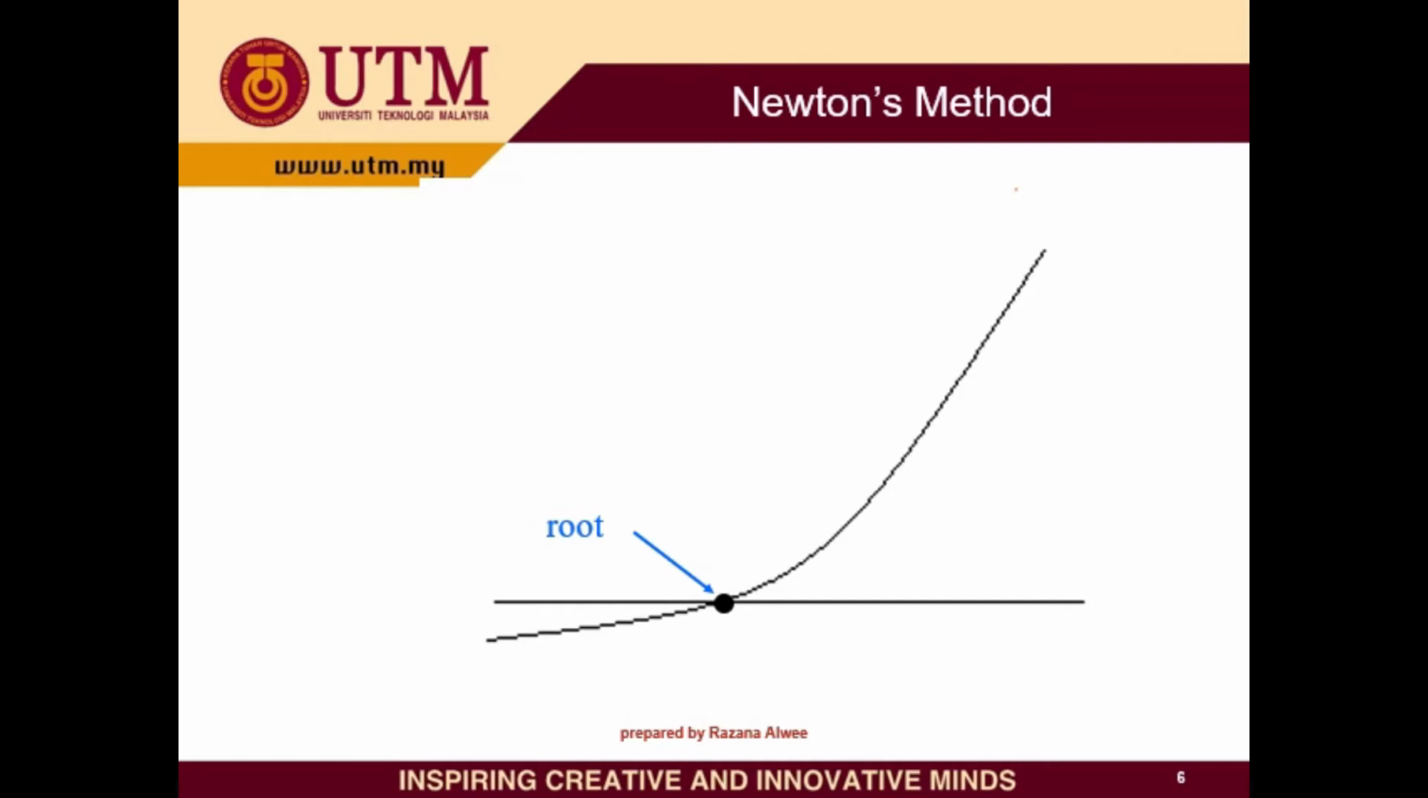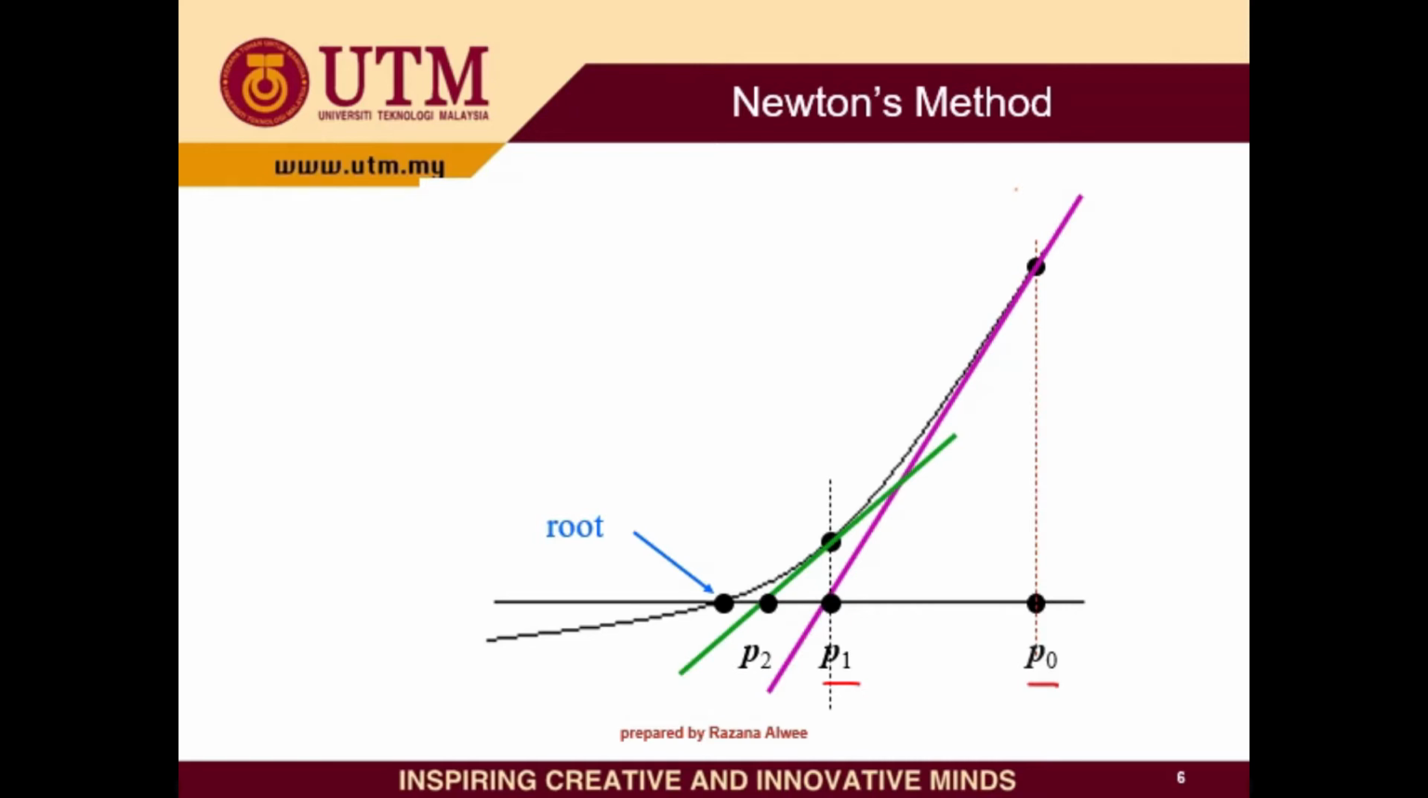Here is an example of how Newton's method works. We have the first P0 given to us, right? And then the first tangent line here, based on the calculation of the tangent line, we will get our P1. Then based on our P1, the tangent line there, we will get our P2, and so on until we find a value close enough to our root.